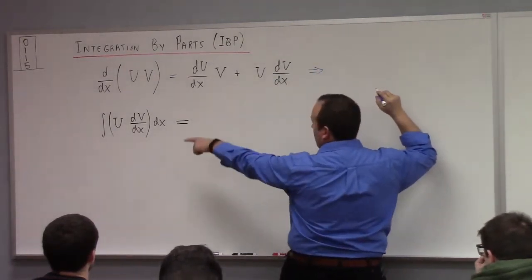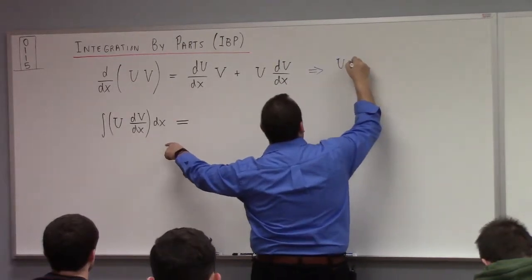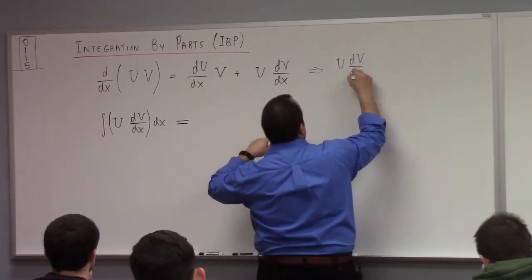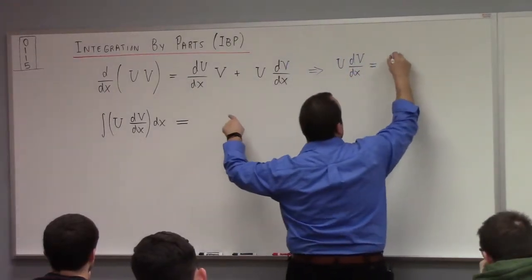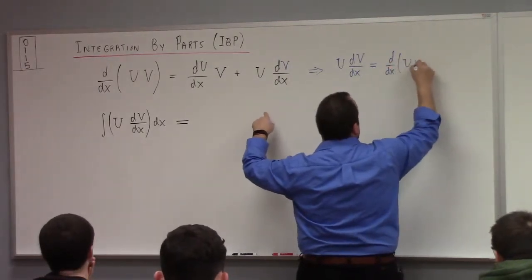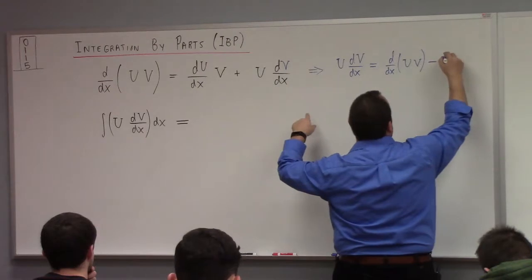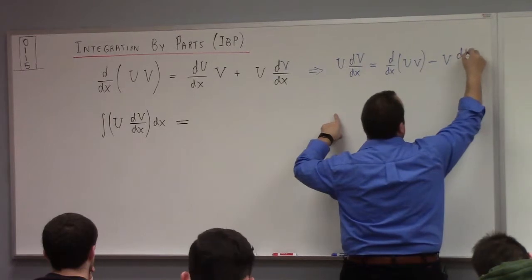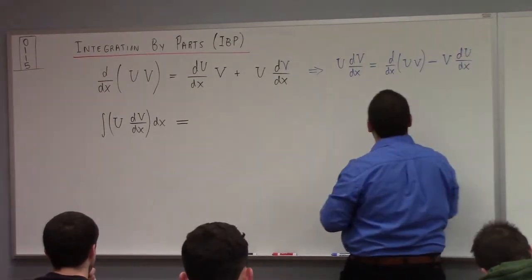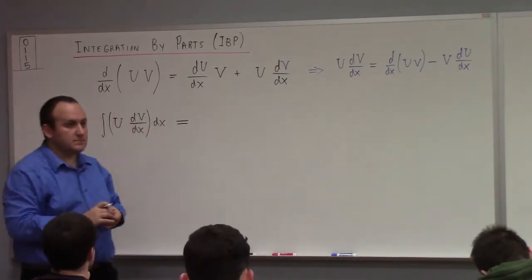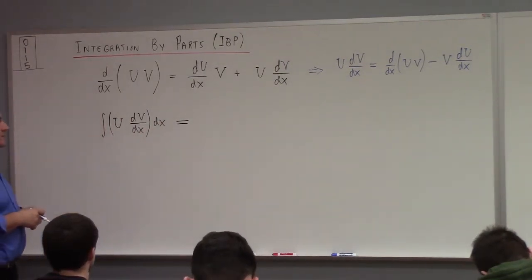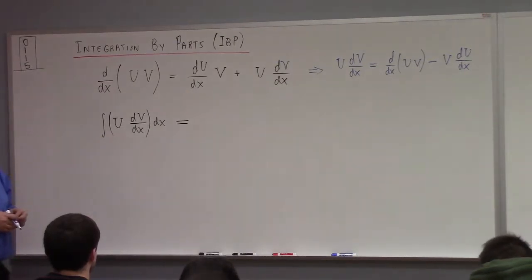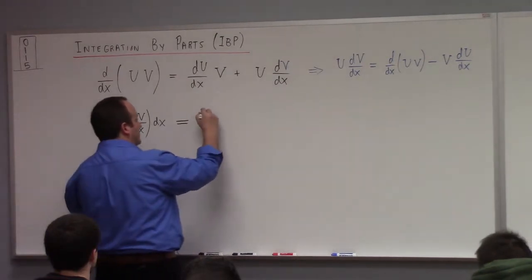What could I replace this integral with? If I solve the product rule above for u dv dx, what do I get? These are functions, they commute, right? I can write the v first and the du dx second if I like. Do you guys agree? Right, so just solving the product rule for u times dv dx gives me the derivative of uv minus v times du dx. And so I can trade this integral for this integral.